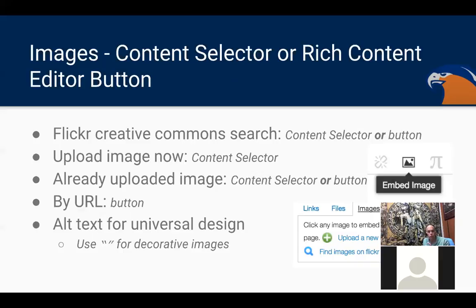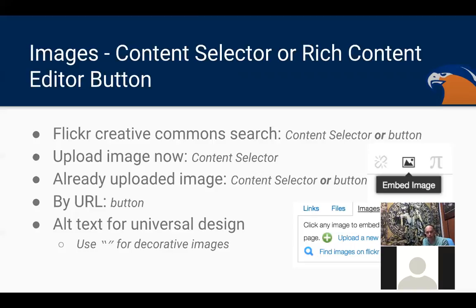If you have an image on your local computer that you want to upload right now, then the only way to do that on the fly is to use the content selector. In other words, that embed image button won't work to grab something from your local computer, but you can use the content selector, and on the screenshot there you see the text, upload a new image.